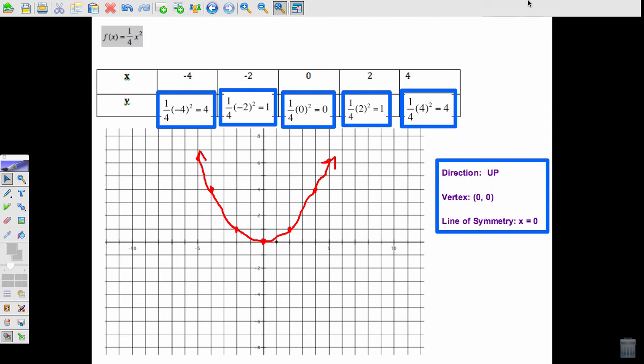And this concludes our lesson on how to graph quadratic equations.